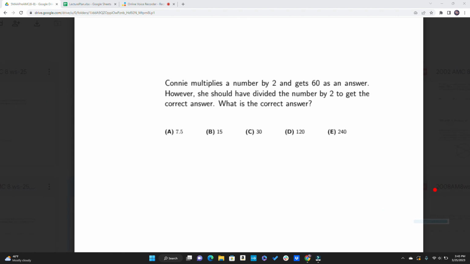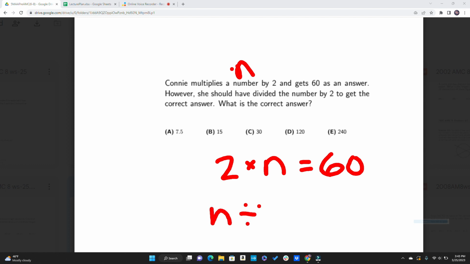Okay, Connie multiplies a number by 2 and gets 60. However, she should have divided the number by 2 to get the correct answer. Ooh, so what was the correct answer? Okay, so let's figure this out. So Connie has a start number, we'll just call that n, and she multiplies it by 2. So 2 times n, and she gets 60 as an answer. But what we want is, we know that she should have divided the number by 2. So instead of 2 times n, she should have had n divided by 2. That's what we're looking for.